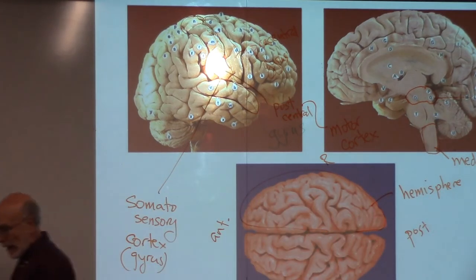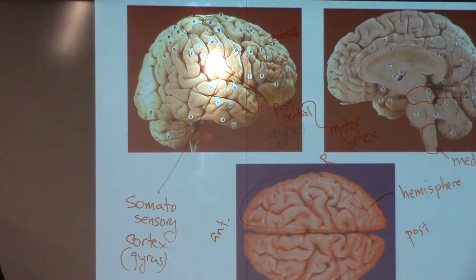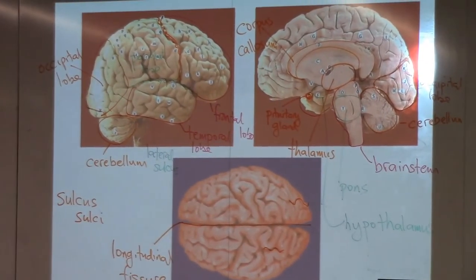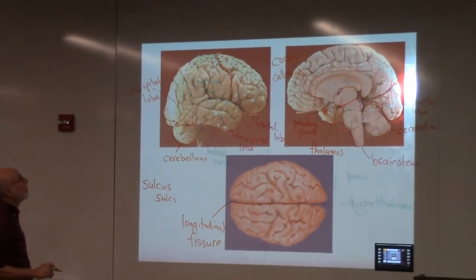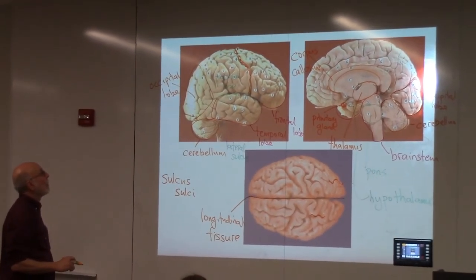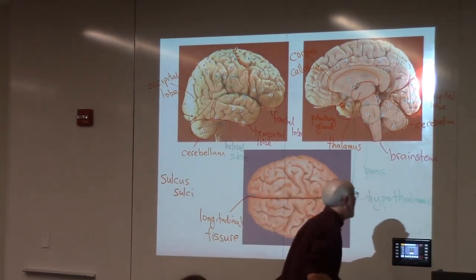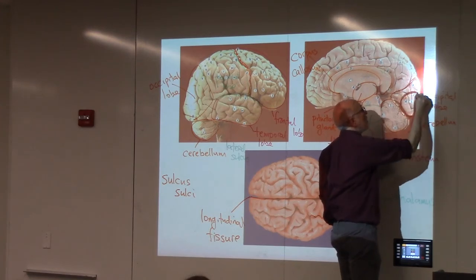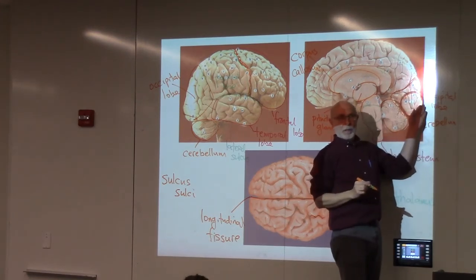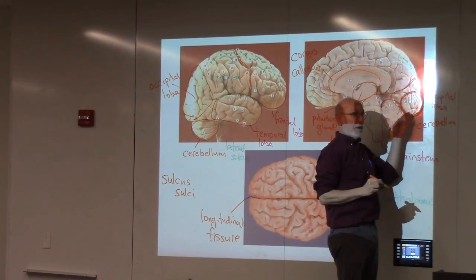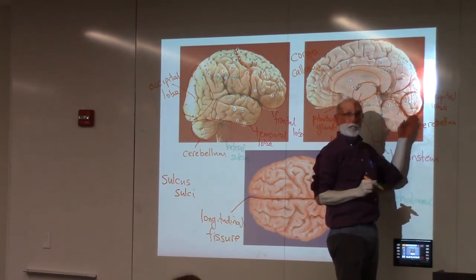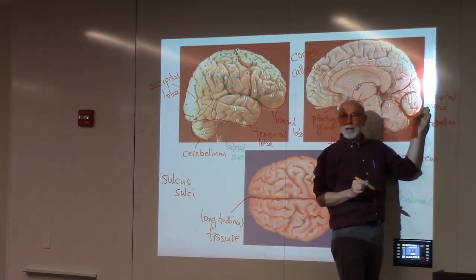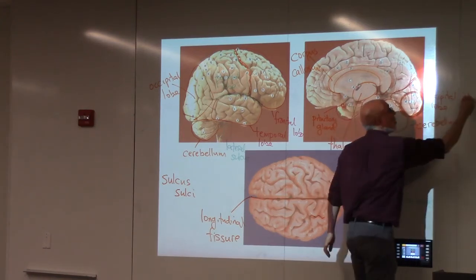Okay, this is fun. Anyone know the functional name for this part of the occipital lobe? The occipital lobe, the very back of it, has a specific function. Does anyone know the name of that functional part of the brain? See. That's the visual cortex.